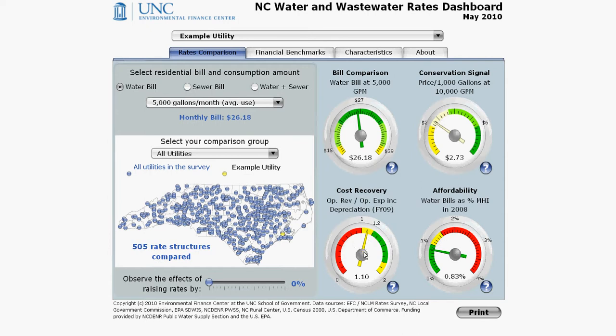If water conservation is important to the utility though, they could perhaps re-examine the rates they set at 10,000 gallons per month to send a stronger signal. Note, we always recommend that you look at water and wastewater combined when you look at the conservation pricing signal. In this case, the story doesn't change.